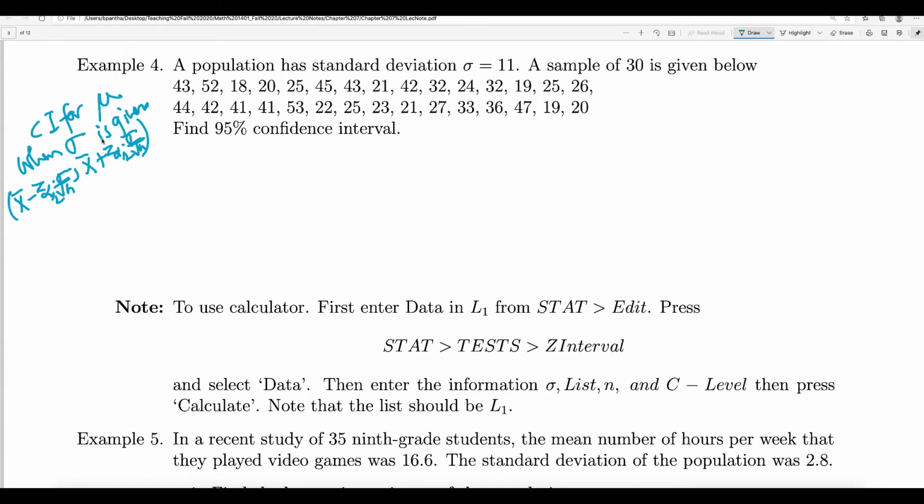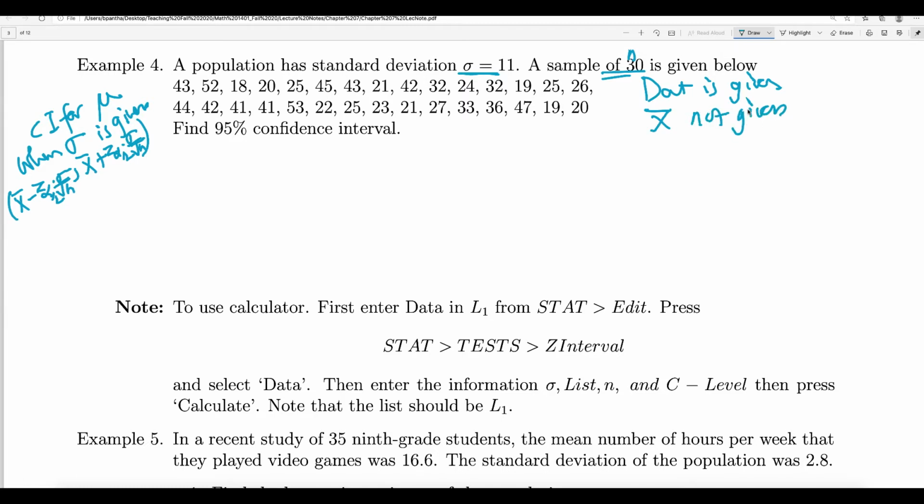So the statistic was given, but in this example the data is given. There are 30 data given. Sigma is also given, the population standard deviation. So this is n, n is given, sigma is given. What is not given is x bar. So we need to find x bar first.